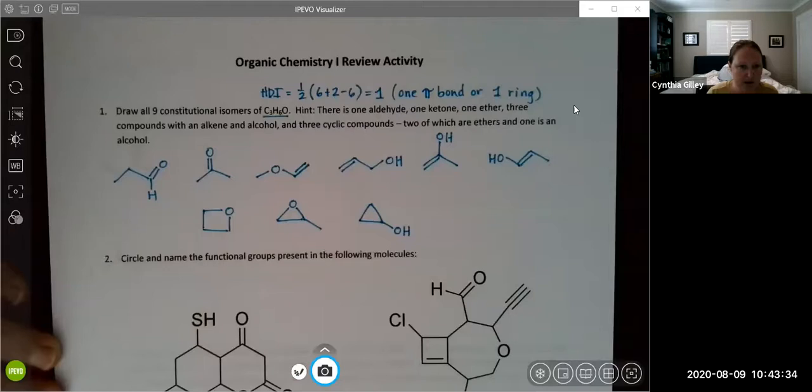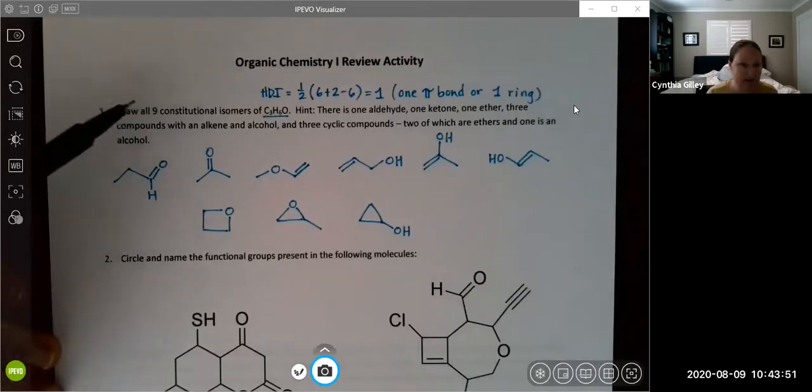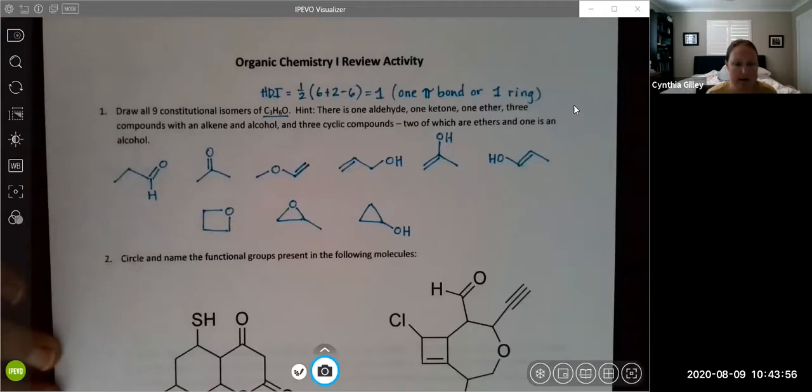There is no particularly easy way to come up with all the structures. That's why the hints are there. You just kind of have to play around with moving groups around to different positions to try to think of more constitutional isomers. But just as a review, the definition of a constitutional isomer is compounds with the same molecular formula, but different atom connectivity. That means the atoms are connected in a different way, but they all share the same molecular formula.